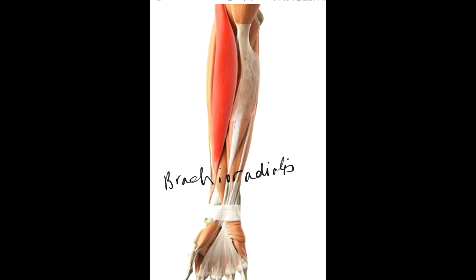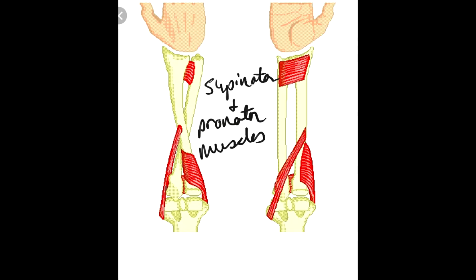The Brachioradialis is a muscle located in the superior lateral part of the forearm which assists the brachialis and biceps brachii muscles in flexing the forearm. Another important example includes the supinator and the pronator muscles, which, as their names imply, have to do with the supination and pronation of the hand.